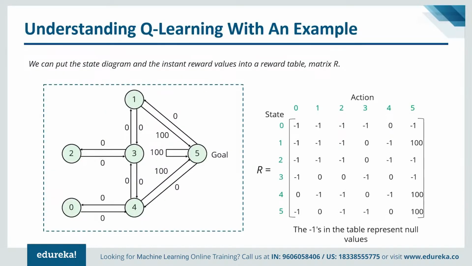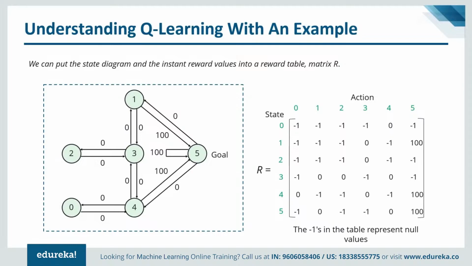Now let's try and depict these rewards in the form of a matrix, because we'll be using this R matrix, or the reward matrix, to calculate the Q value, or the Q matrix. We'll see what the Q value is in the next step. But for now, let's see how this reward matrix is calculated. The minus ones that you see in the table represent the null values. Wherever there is no link between nodes, it's represented as minus 1.